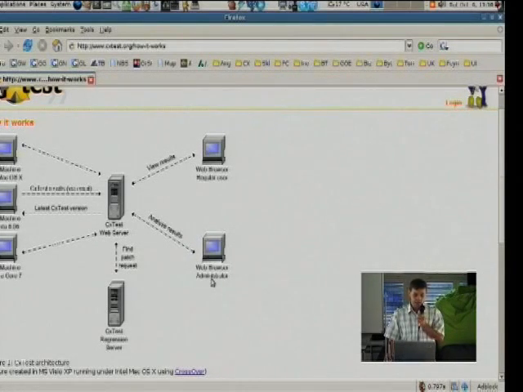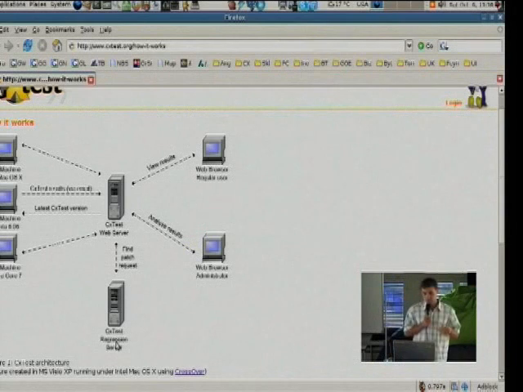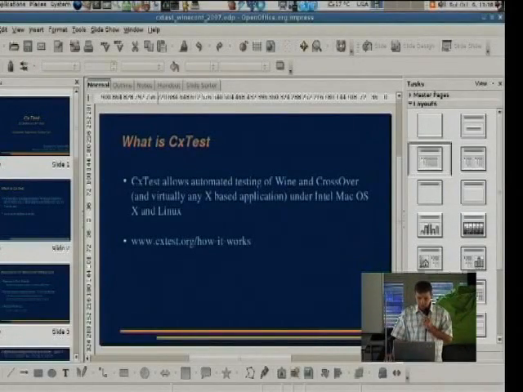by the CxTest administrator. There is also the CxTest regression server, which is responsible for finding regressions. If you find some situation where obviously there was a regression, that machine can find it, but this kind of feature is not finished yet. Good. So that was the quick idea of what CxTest is.